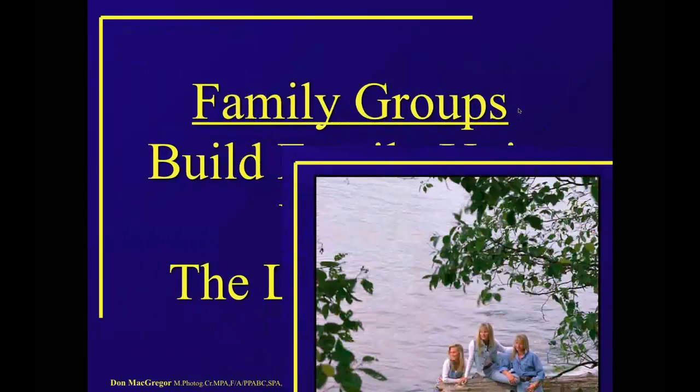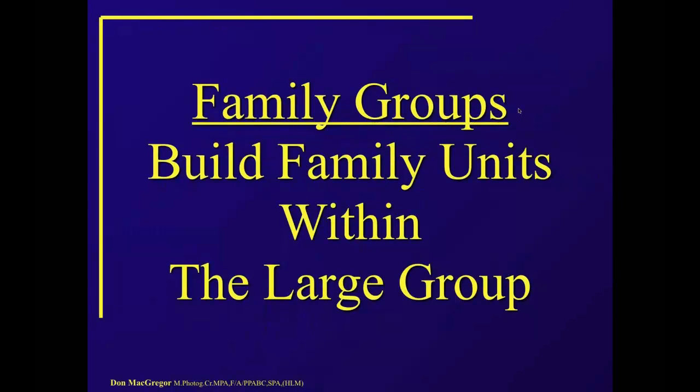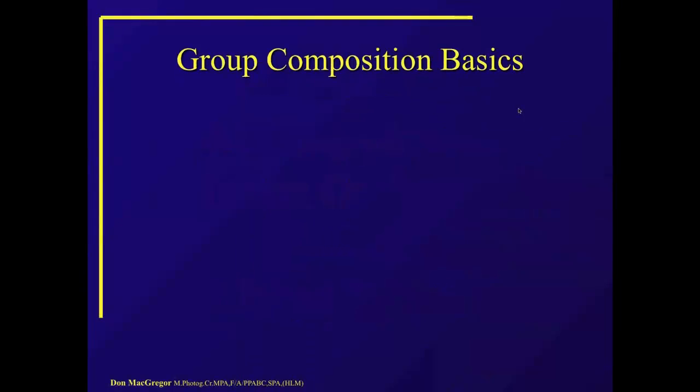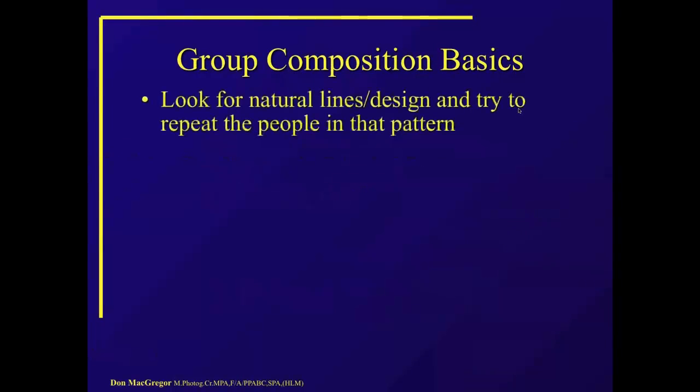Family groups. I want to encourage you to build family units within the larger framework of a family group. A group of 10 is simply 10 groups of 1 linked together. A group of 20 is 20 groups of 1. A group of 40 is 40 groups of 1 linked together, and this is how you link it together. Number 1, look for natural lines in the photograph in the design and try to repeat the people in that pattern. So if you have a flowing compositional line from left to right of that rockery or that riverbank, use that to repeat the people in that pattern.